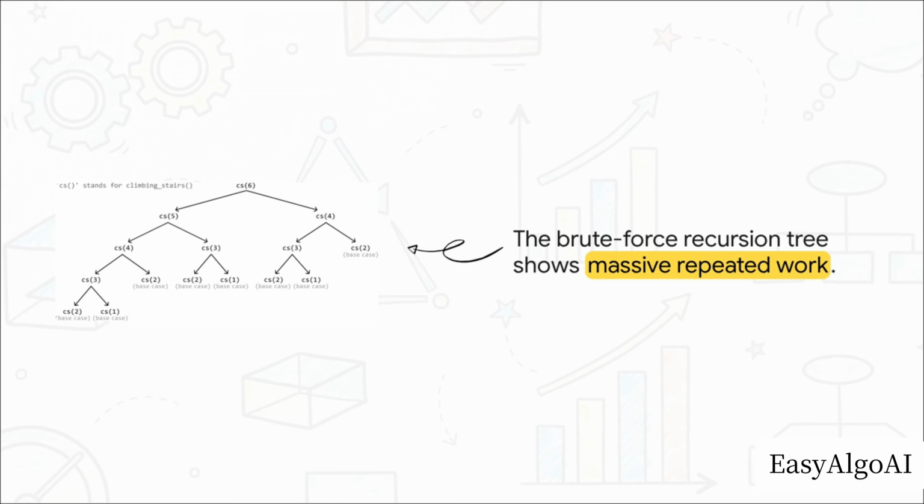To solve for step 6, we need 5 and 4. But to solve for 5, we also need 4 and 3. We end up calculating the exact same subproblems, like step 4 and step 3, multiple times across completely different branches. For a tall staircase, this overlapping subproblem issue is an absolute nightmare. It's a huge waste of CPU time.